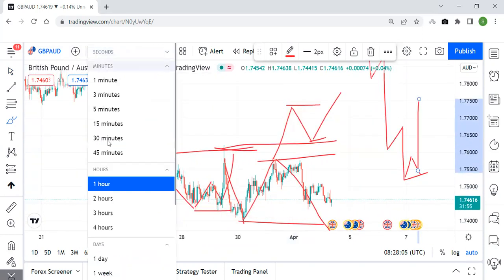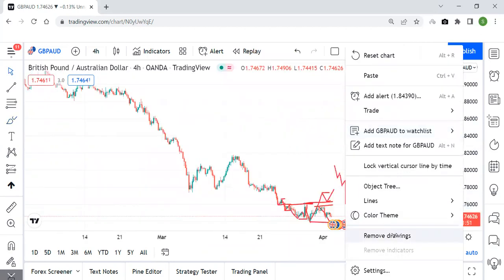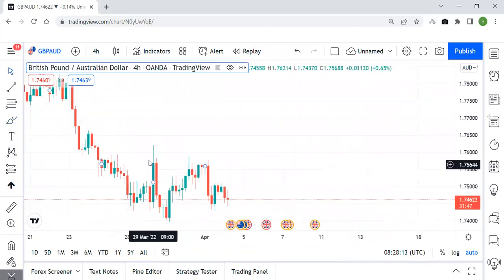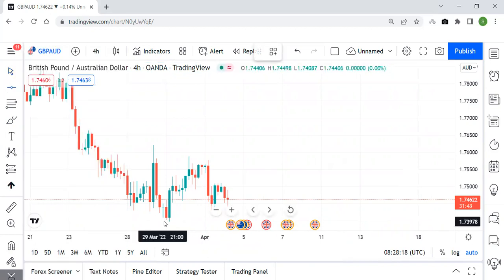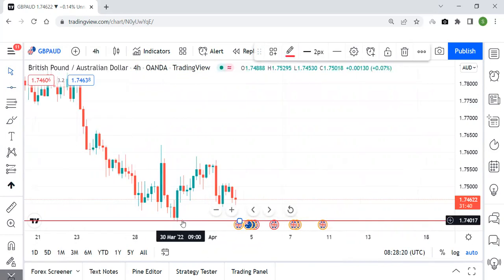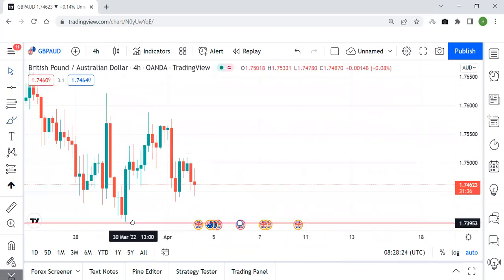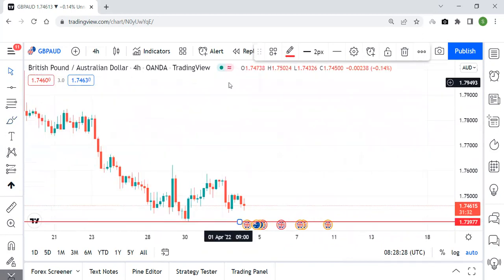I will switch to the 4 hour time frame for you to see what I'm looking for. Let me remove all the drawing tools so you can see exactly what I'm looking for on display. On the 4 hour time frame, this is what I'm looking at. I'm waiting for it to give a double bottom. As you can see, we have not yet got a second touch. This will be my first touch. I wait for my second touch and then I start to buy to the upside.